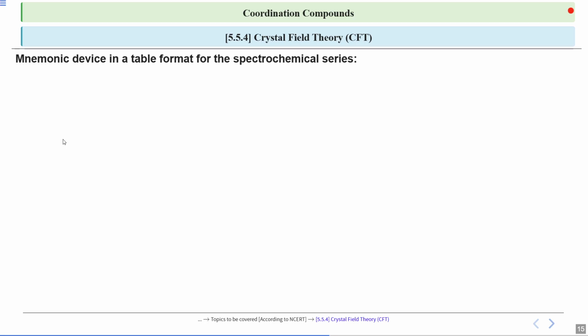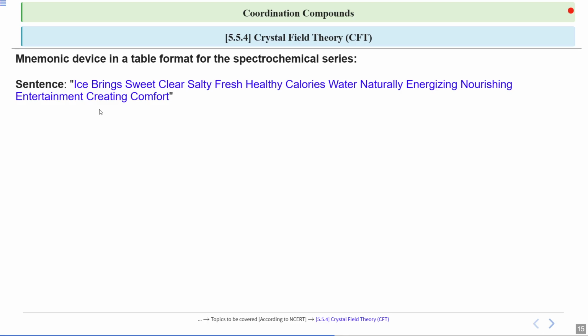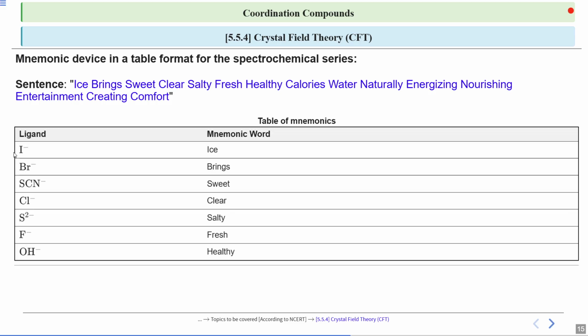Now a mnemonic device in a table format for the spectrochemical series. If you want to learn the mnemonic, the sentence is: ice brings sweet, clear, salty, fresh, healthy calories. Water naturally energizing, nourishing, entertainment, creating comfort. Now let's see the table of mnemonics where this sentence is applicable for the spectrochemical series. First comes the iodide ligand, you can call it ice.